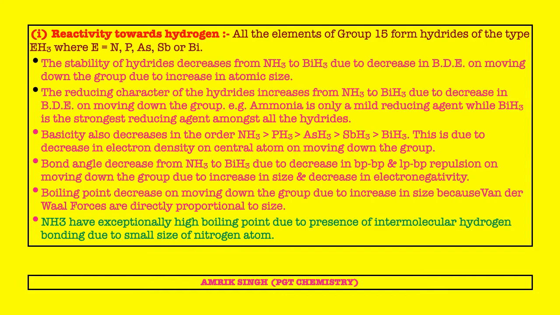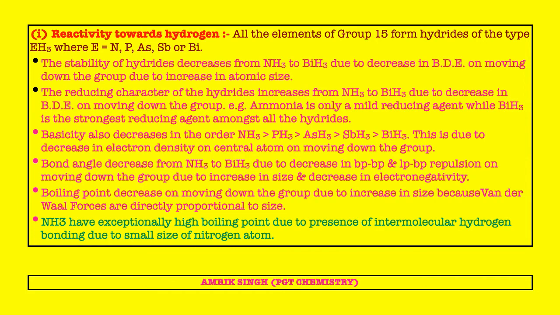Point number second, the reducing character of the hydrides increases from NH3 to BiH3, again due to decrease in bond dissociation energy on moving down the group. For example, ammonia is only a mild reducing agent while BiH3 is the strongest reducing agent among all the hydrides.